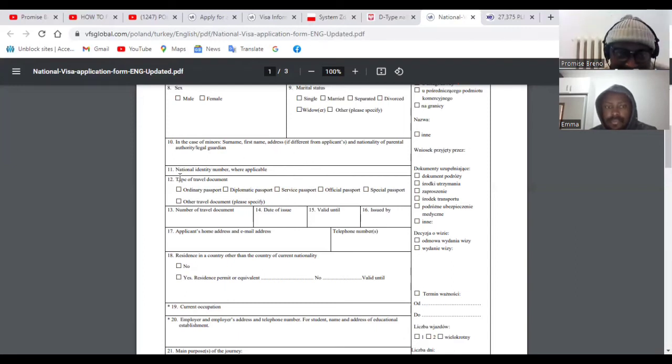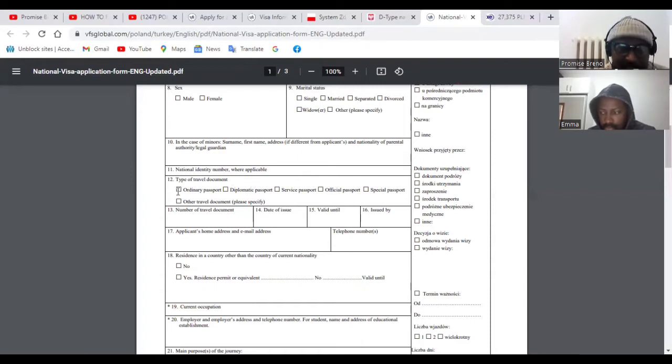Then the next, 11, national identity number. Okay, what is your national identity number? Nigerians, you have to enter your national ID number here. Cameroonians, Tunisians, Egyptians, Iranians, Indians, or whatever country, you enter your national identity number here. Note that this is not your passport. National identity number is not your passport.